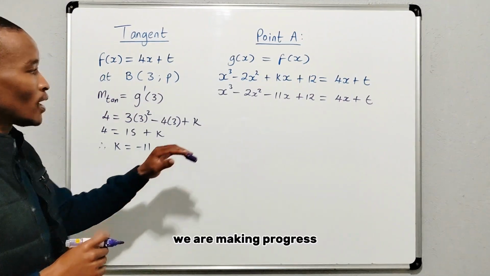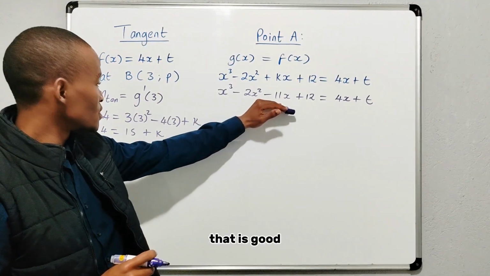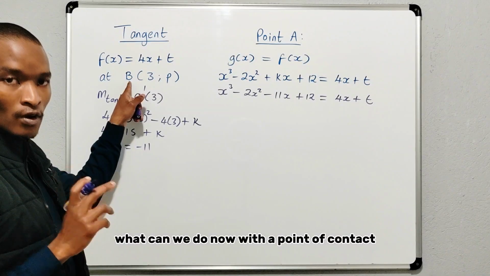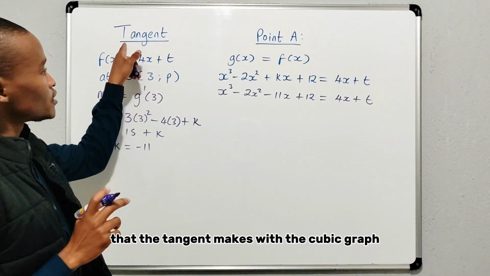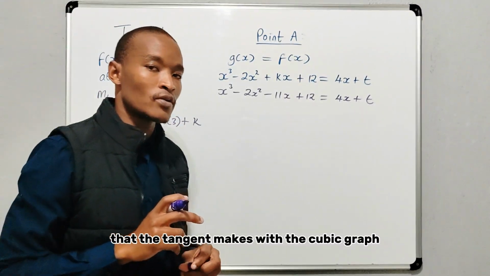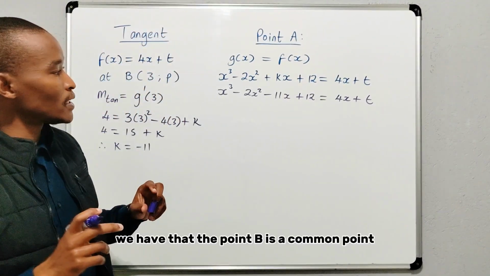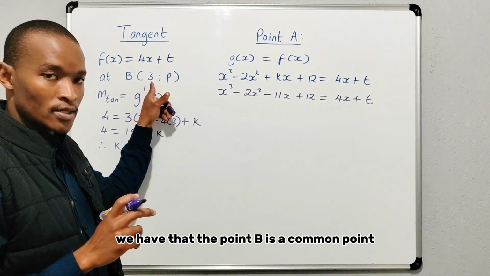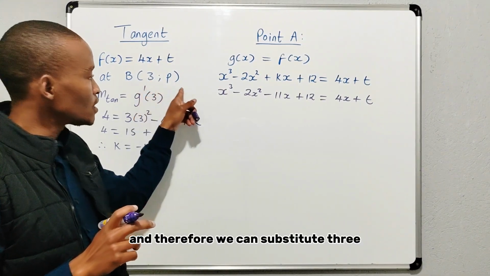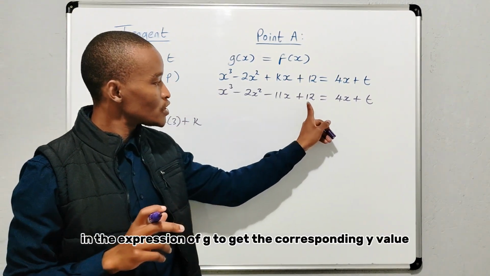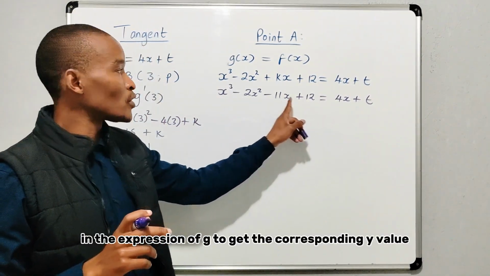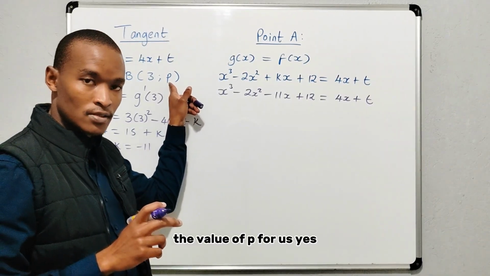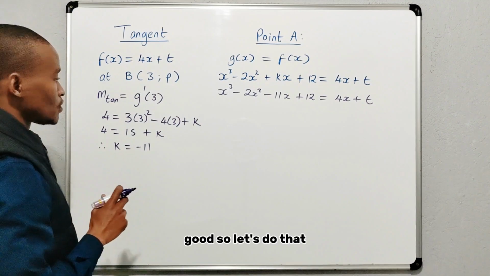Right, we are making progress. That is good. What can we do now with the point of contact that the tangent makes with the cubic graph? We have that the point B is a common point, and therefore we can substitute 3 in the expression of g to get the corresponding y value, which will represent what? The value of P for us. Yes? Good. So let's do that.